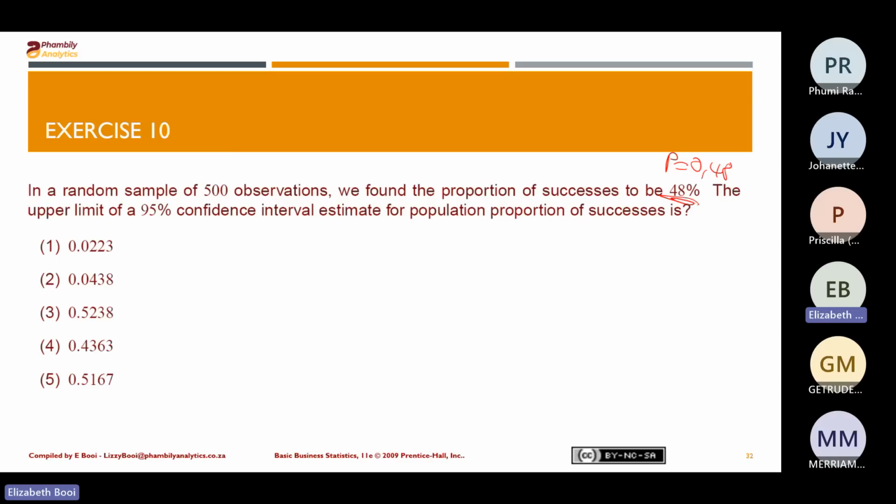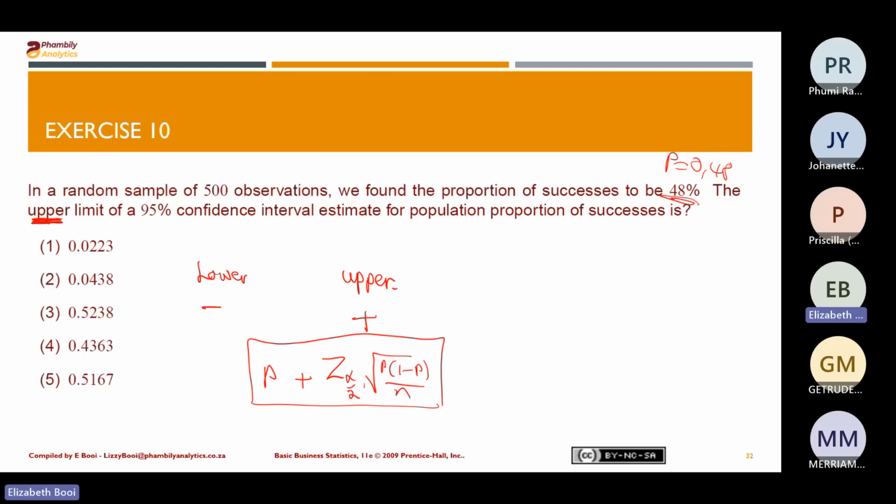You need to pay attention as well. Sometimes they can trick you. What is the upper limit? There is the minus and the plus. Remember that if they ask you for the lower limit, you calculate only the minus side. If they ask you for the upper limit, you calculate only the plus side. So you will use Z alpha divided by 2 times the square root of P times 1 minus P divided by N, plus your P. That will be the formula that you will use to answer question number 10.